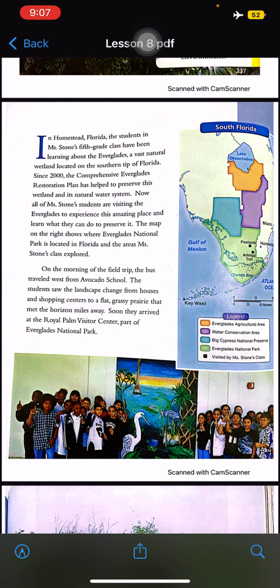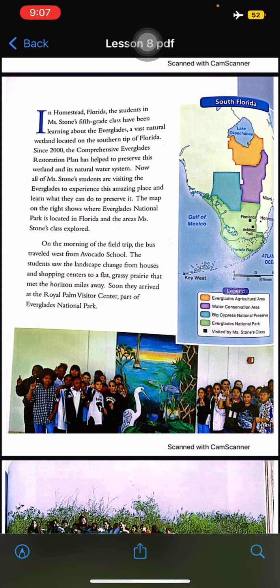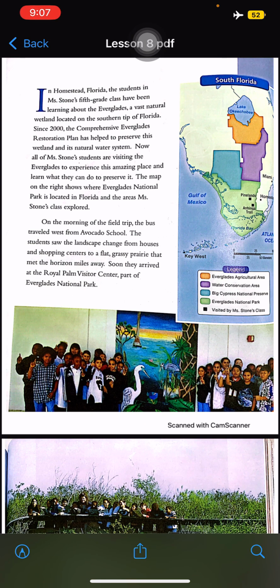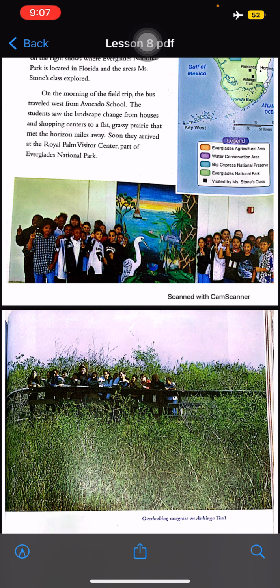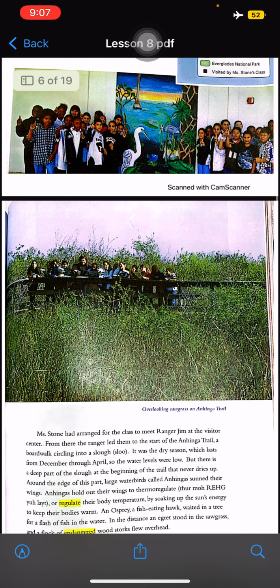They are learning about this in their class, and Miss Stone is arranging a field trip. The bus traveled west from Avocado School. The students saw the landscape change from houses to shopping centers. Miss Stone, this is a real story as we said before. Miss Stone has this trip to show the students the Everglades National Park.